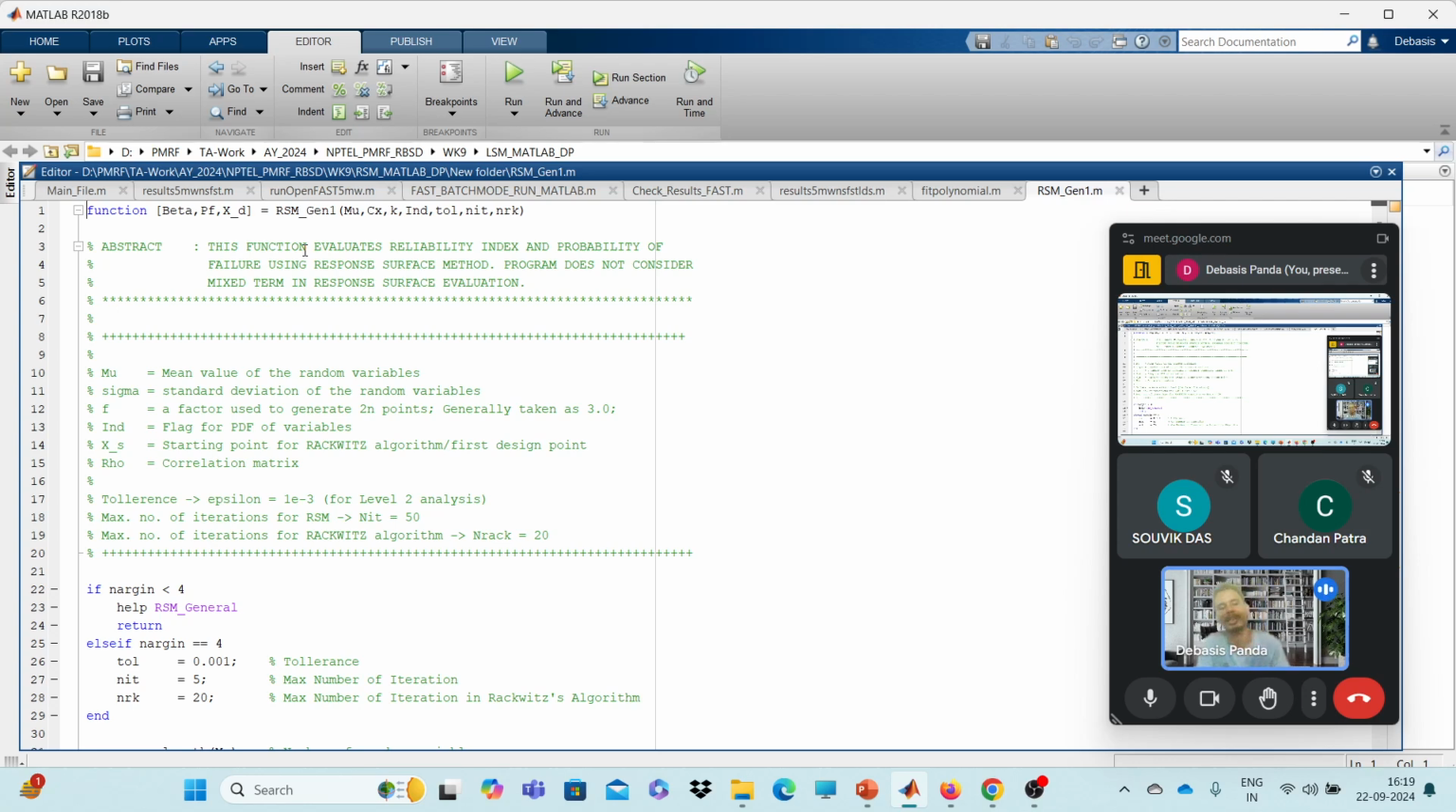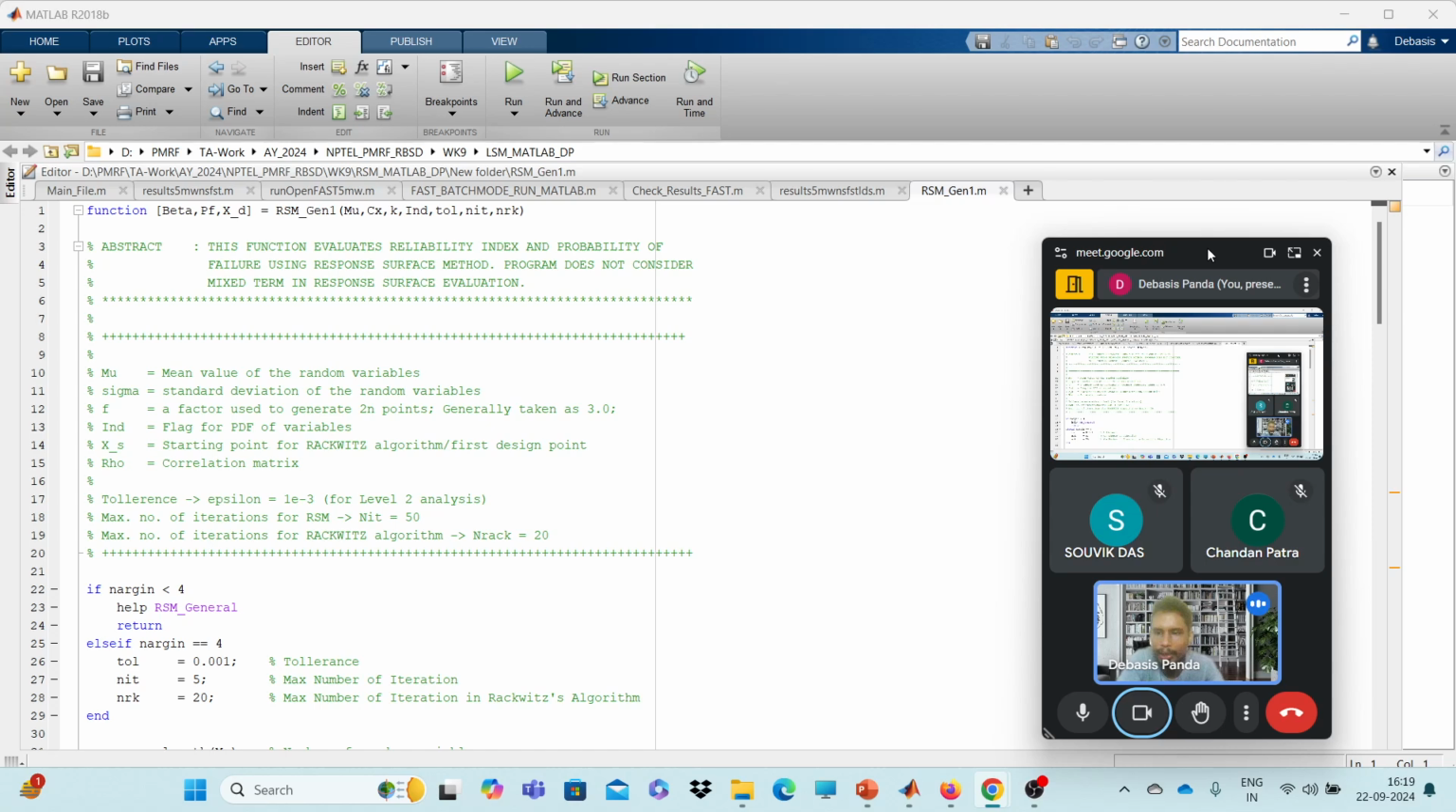Now using that meta model, solve the second order reliability method. Once the second order reliability method is done, the last step is that we need to interpolate these points with respect to the mean to get the best convergence. Now this function file is generic and also considers the cross term. So we'll see in a minute. Okay, let's check one by one.